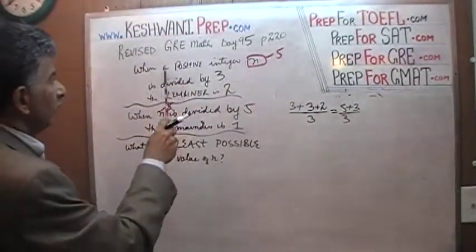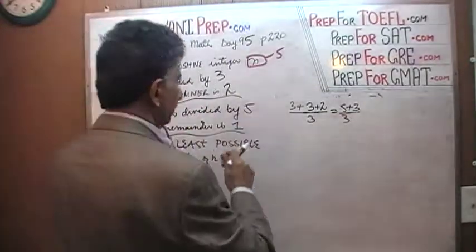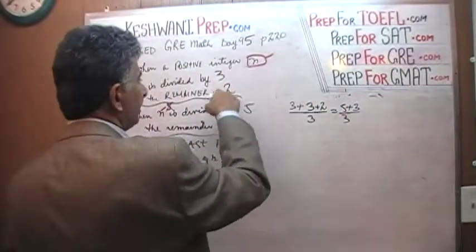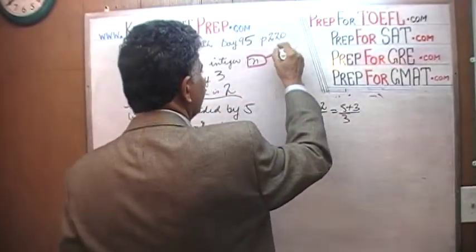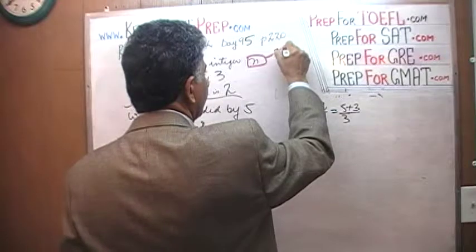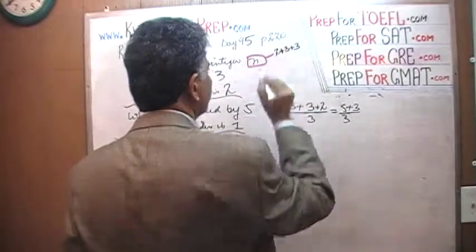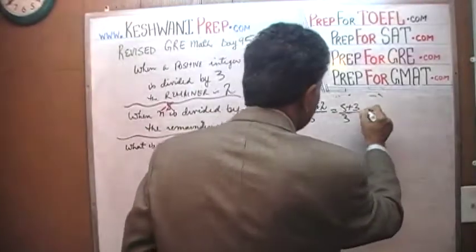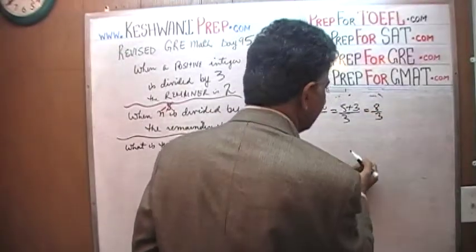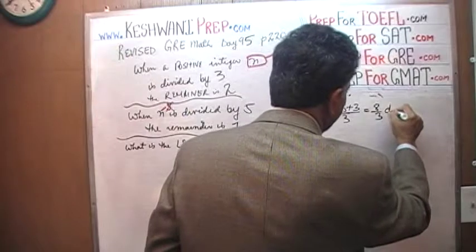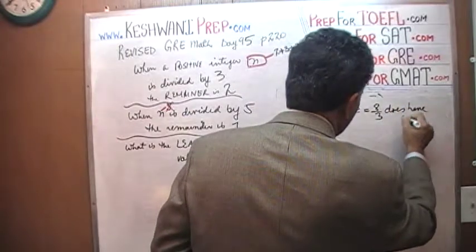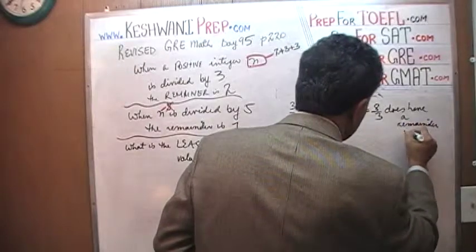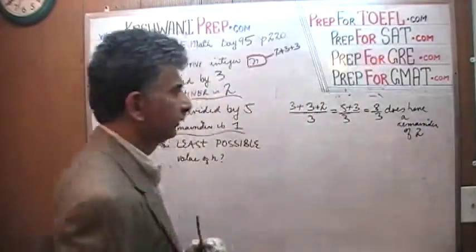So now we have, when a positive integer, not 5, we got 5 from 3 plus 2. We got 5 by taking our remainder and adding 3 to it. We're adding one more 3 to it. So now we get 8. 8 divided by 3 does have a remainder of 2.